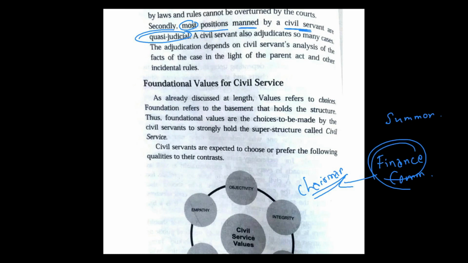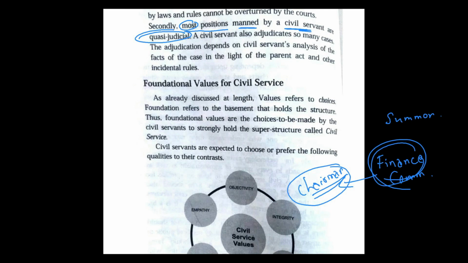I'm not talking about finance, I'm talking about this guy. The District Magistrate has power. They can call anyone. If there is some problem, they can call. They can summon. They can ask you to give the evidence. So it is quasi-judicial.